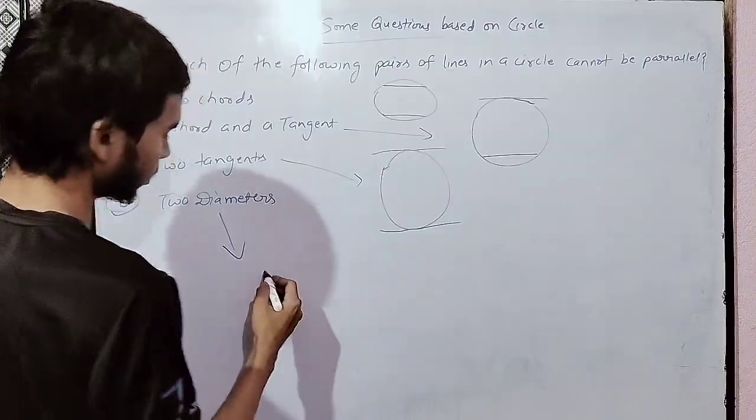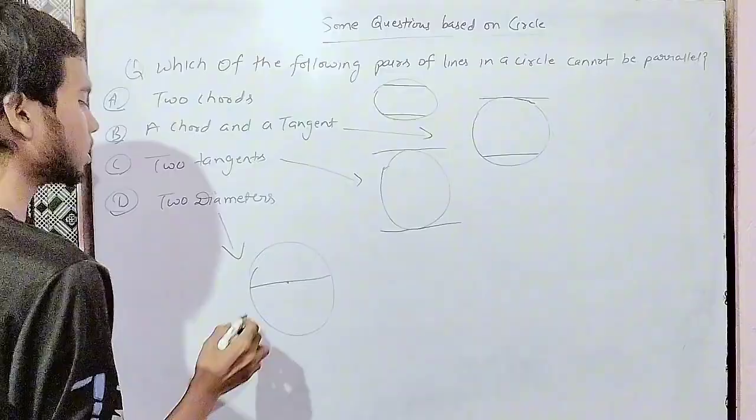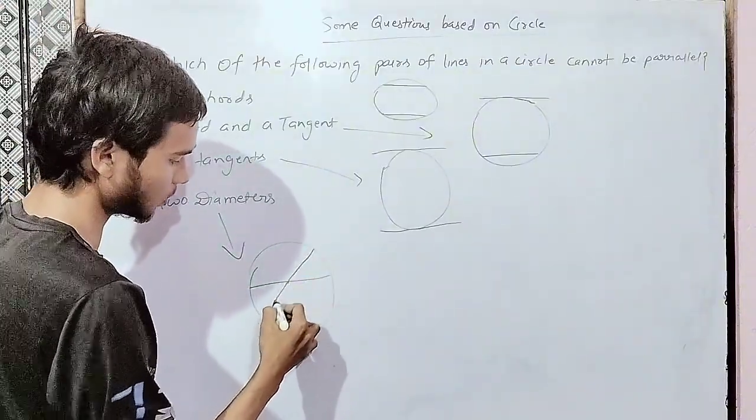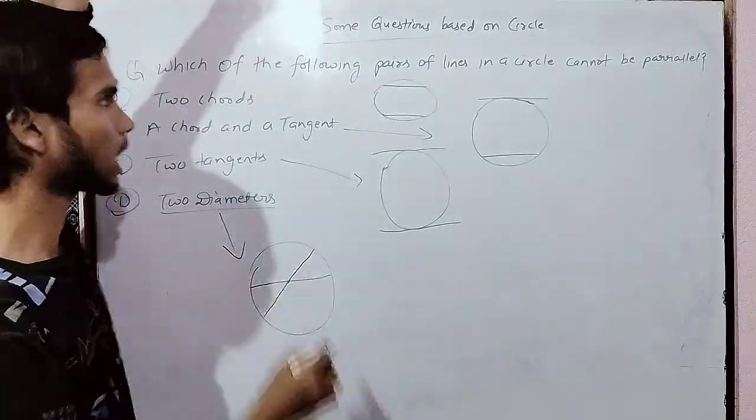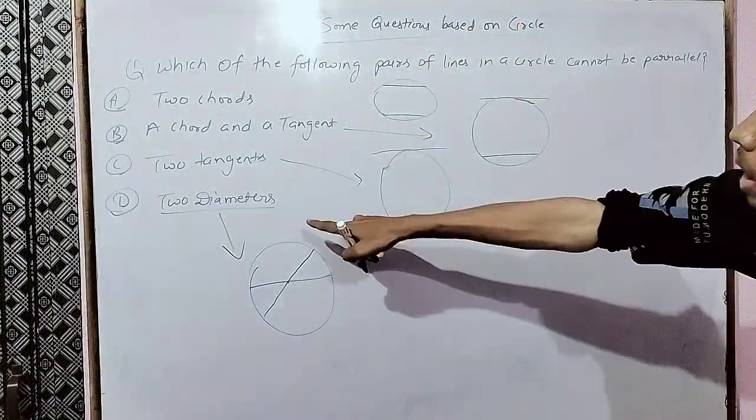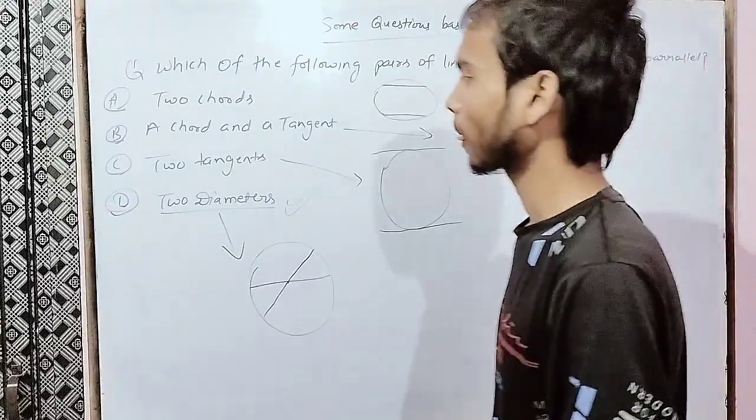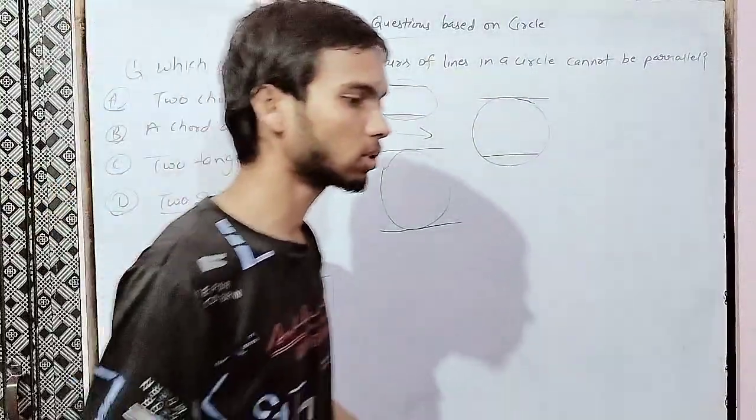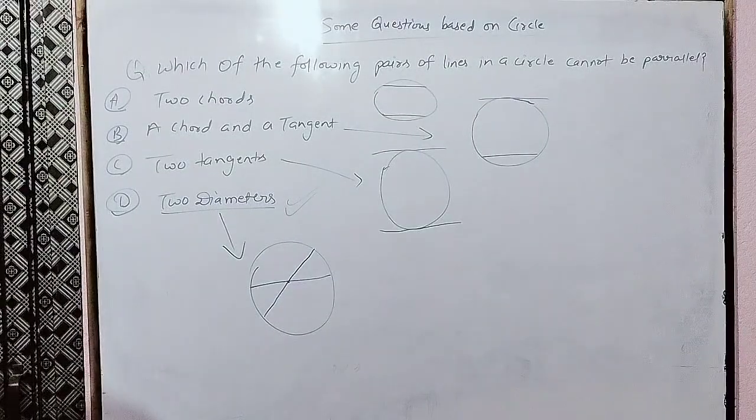So here, two diameters. There are two diameters. This is one diameter, and the second is whichever you want to take. Both are intersecting each other. So two diameters cannot be parallel lines in a circle. Two diameters will not be parallel in a circle. Rather, these two diameters will intersect each other.